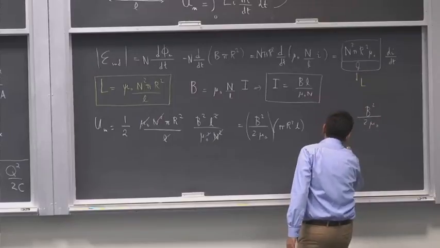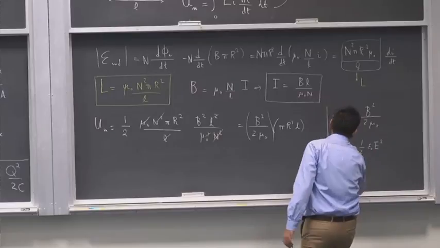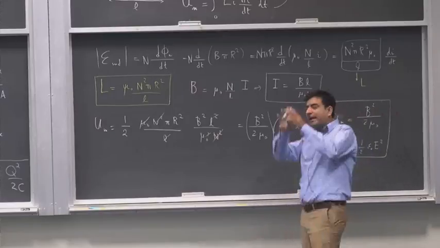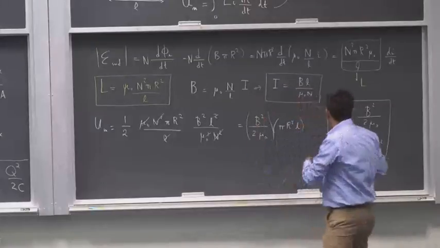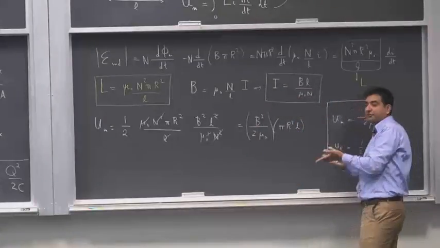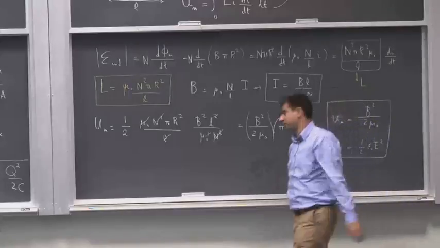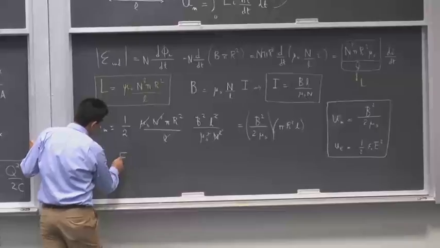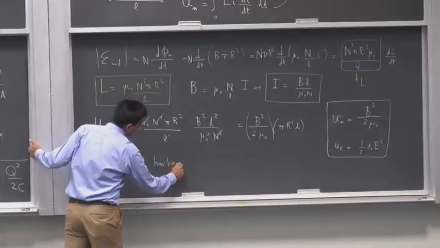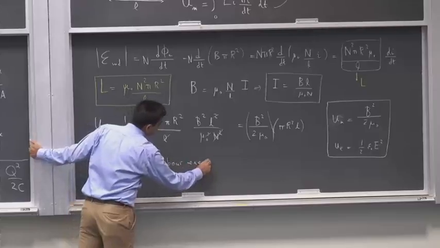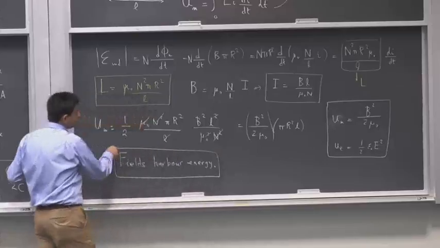Small u_e is given by half epsilon naught E squared. The total energy in a volume of space is given by this density plus this density, times the volume of that space. So electric fields and magnetic fields harbor energy. I'd like to write out this sentence: fields harbor energy. They carry energy. They are energy, in other words. You can't distinguish between fields and energy. Whenever you have fields, they will have energy.